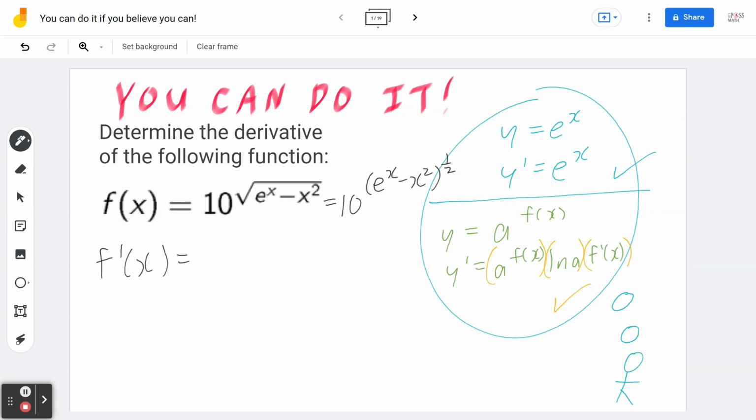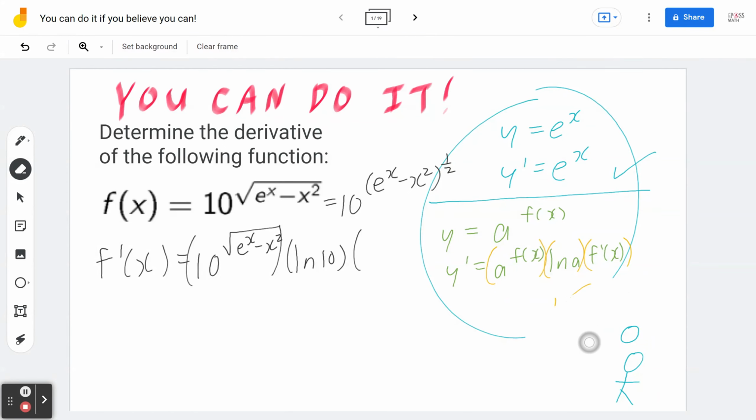So now, when you find the derivative, step 1, you're going to copy the entire function 10 to the power of the square root of e to the power of x minus x squared. Step 2, you're going to multiply by ln of the base, which is ln of 10. And of course, step 3, you multiply by the derivative of the exponent.